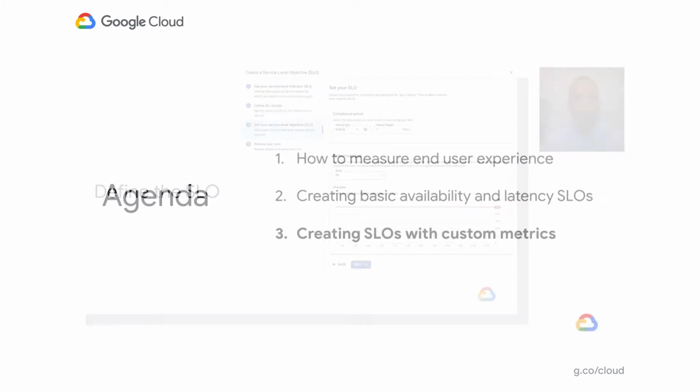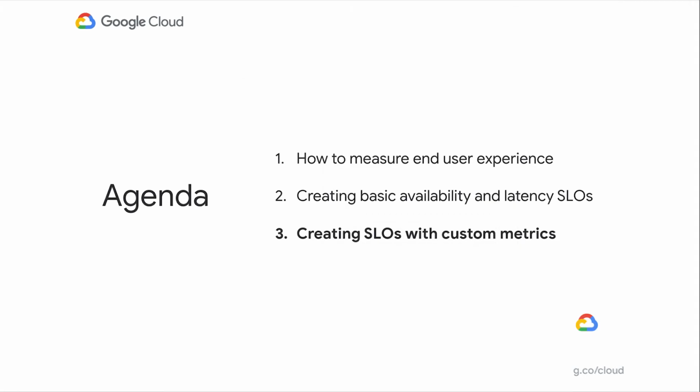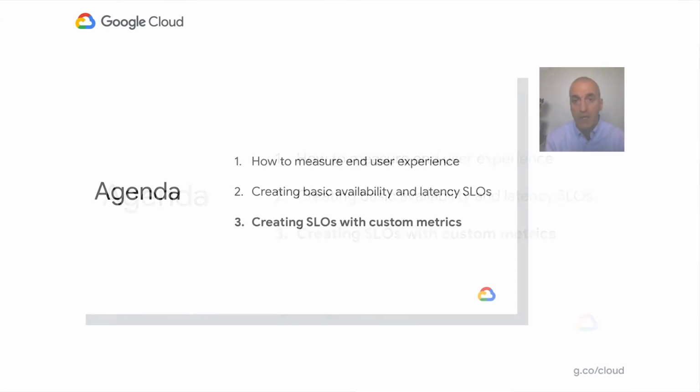So defining an SLO for a service that you either create or define yourself, for metrics that are already there for you out of the box, is fairly straightforward. In this last part of the presentation, I want to talk about what you do when the metric that you want isn't there. How can you go about adding custom metrics to Google Cloud Monitoring in order to use them as service level indicators?